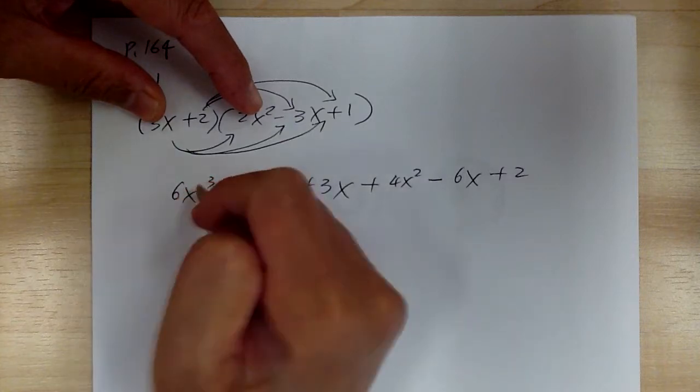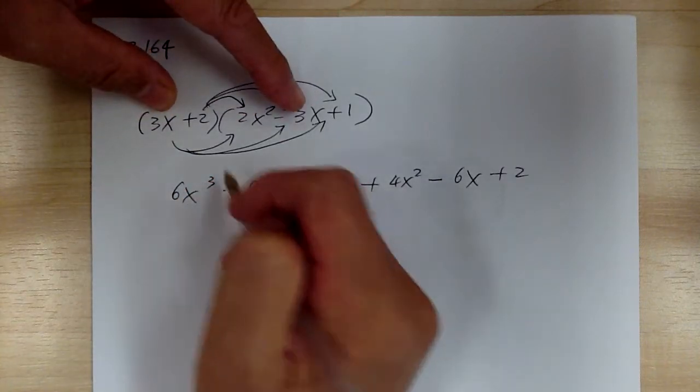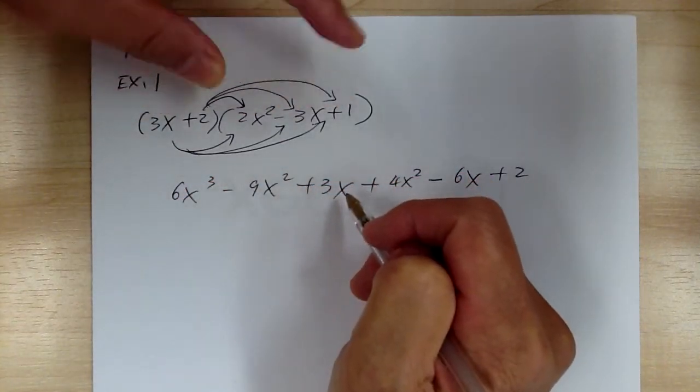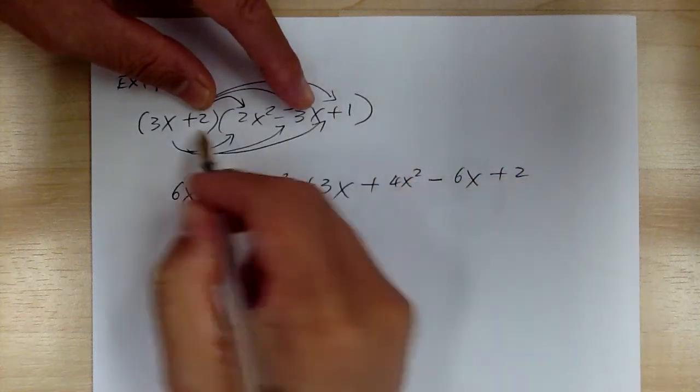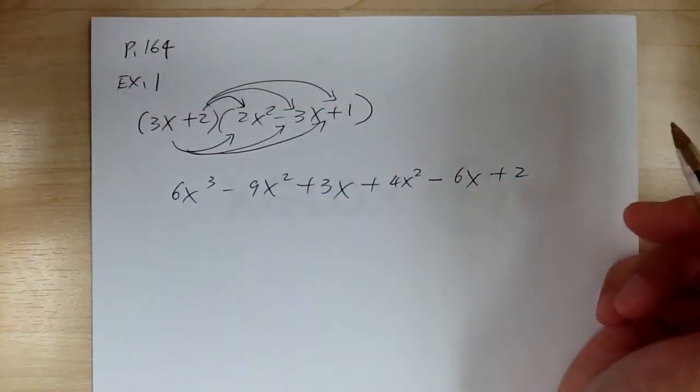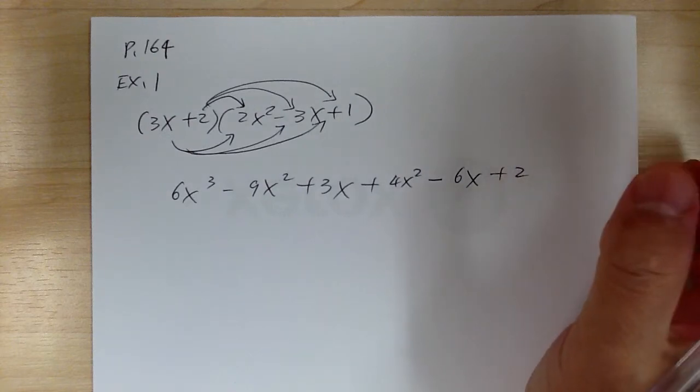Go this way, write it down. Again, point, write it down. Point, write it down. When you're done, this way, write it down. Point this way, write it down. Write it down, okay? And after that, you have to combine the like terms.